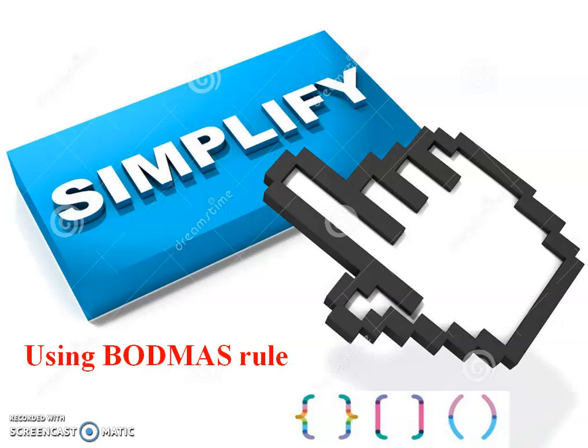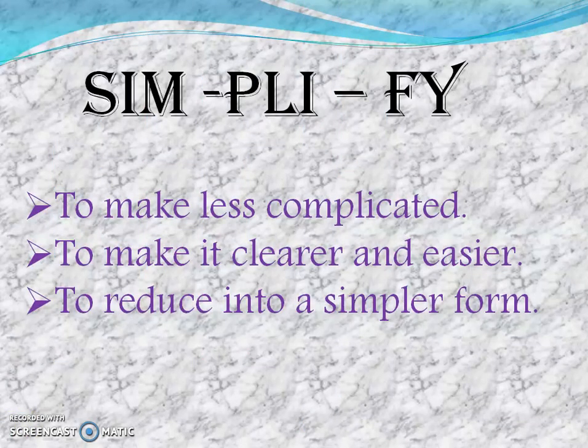Today in this video we will learn about simplify. Before we start, let's see the definition of simplify. Here, simplify has been categorized into three parts: sim, pli and fi, where sim means to make less complicated, pli means to make it clearer and easier, and fi means to reduce into a simpler form.